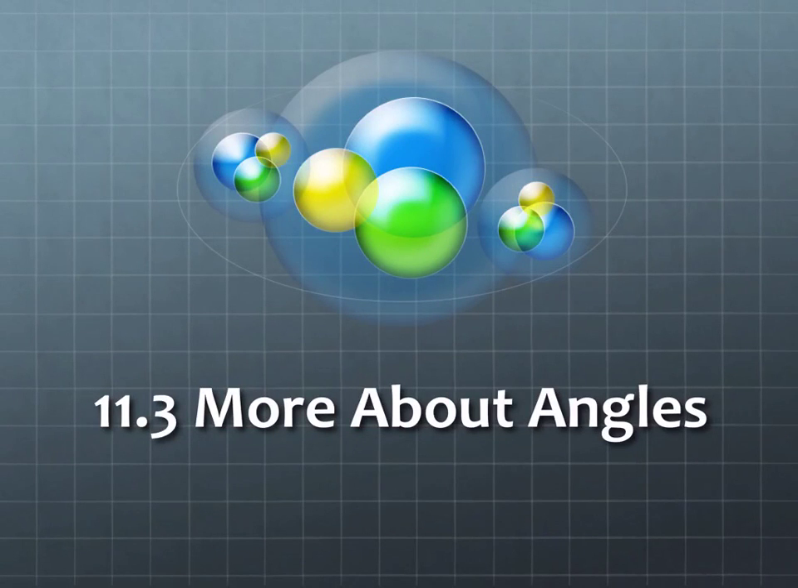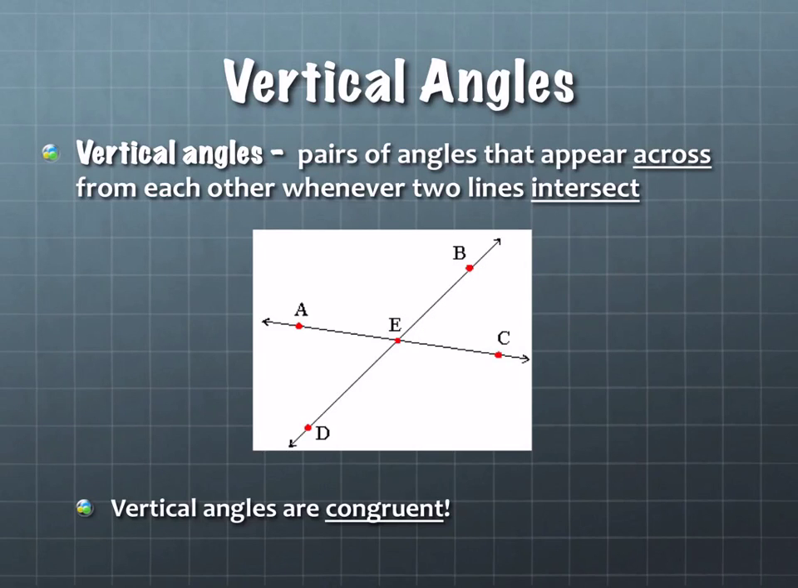All right, section 11.3, we're going to talk some more about angles in this section. We're going to define a lot of different types of angles at the get-go, and there's going to be several diagrams, but I think they're all in your notes this time. I got them all to cooperate with me, so that's good news.